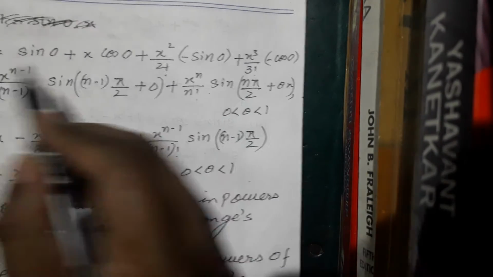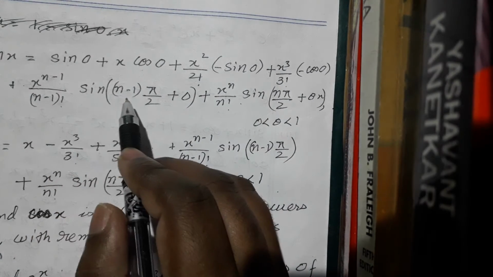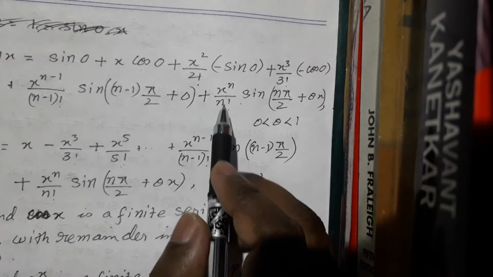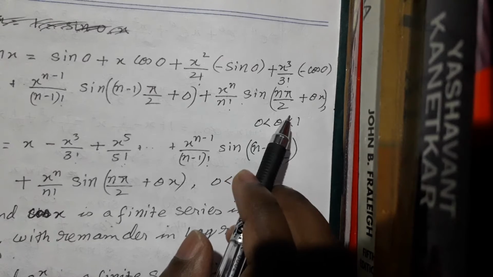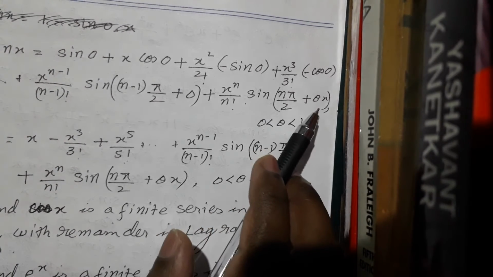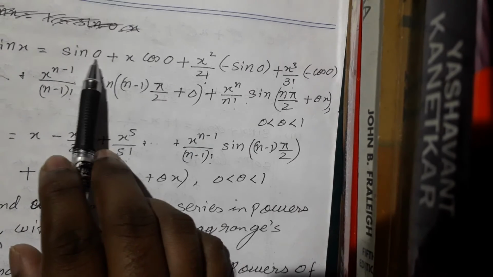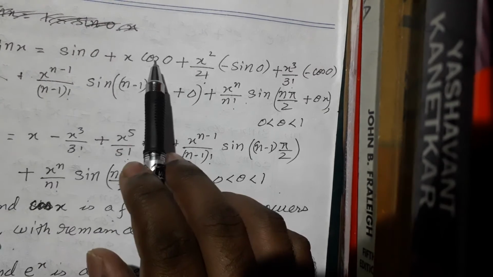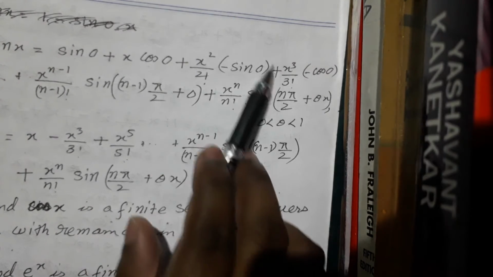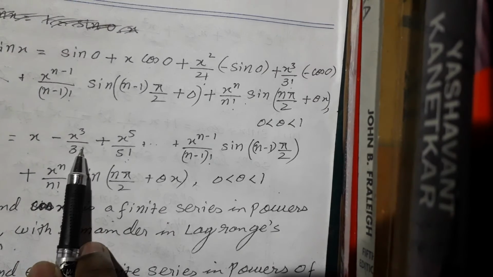Plus x to the power n minus 1 by n minus 1 factorial sin((n minus 1) pi/2 + 0), and the last term is nothing but plus x^n by n factorial sin(n pi/2 + theta x), because we have taken f of theta x, so in place of x we substitute theta x, where 0 is less than theta is less than 1. Sin 0 is 0, and cos 0 is 1, so we get x. The next term has sin 0, which is 0, and cos 0 is 1, so we get minus x cubed by 3 factorial.